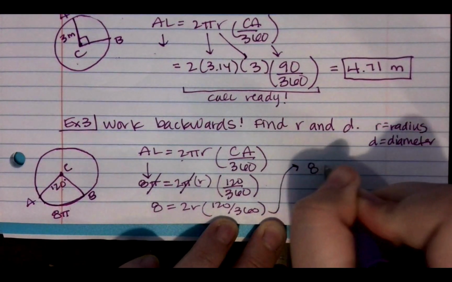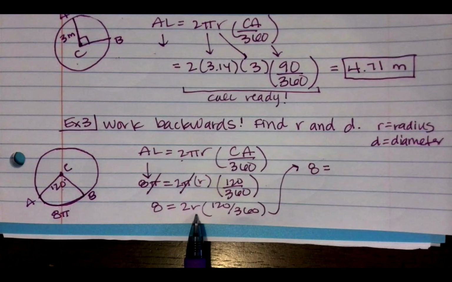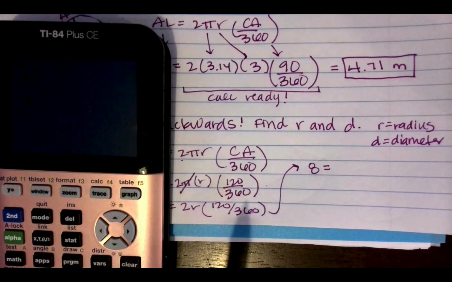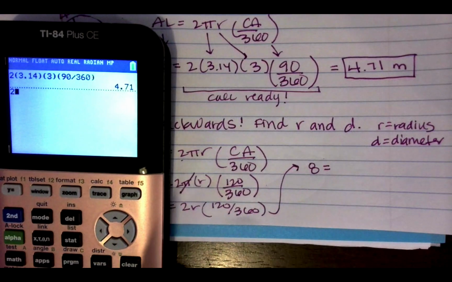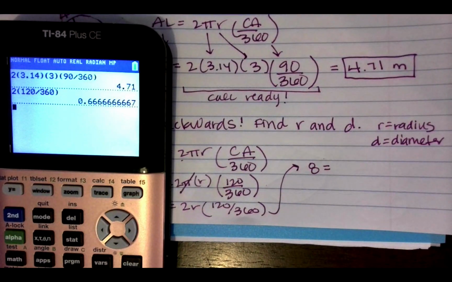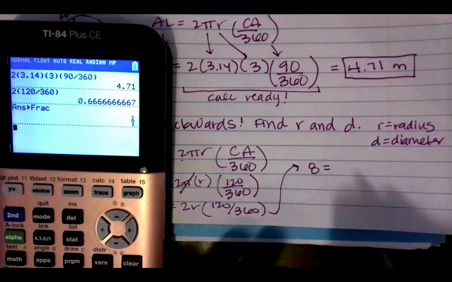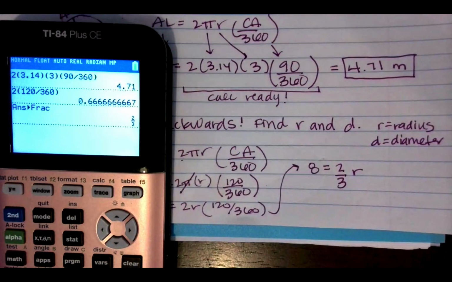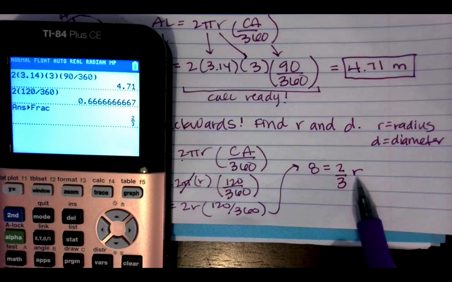So 8 equals, I want you to ignore this r, and I'm going to do 2 times 120 over 360. So 2 120 over 360. There we go. And like we said, no decimals on this guy. Math, enter, enter. Let's get that fraction. There it is, 2/3. So those numbers combine to make 2/3 r. Okay. Now it's looking a lot easier to solve for this r.